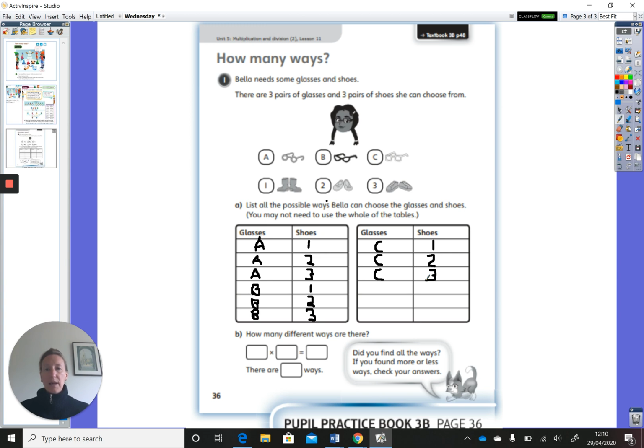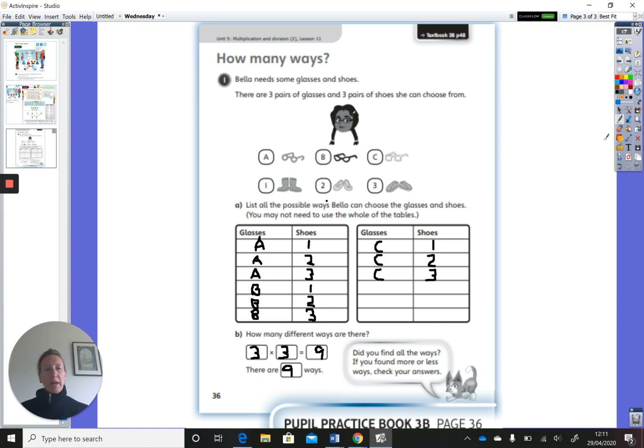I started with the A glasses, and then I chose the different shoes she could have with them. And then I went on to the B glasses and then the C glasses. So if you think about it, there were 3 different types of glasses. So I'm going to write my 3 here. And there were 3 different types of shoes. 3 times 3, I know you know this, is 9. So there are 9 different ways she could wear her glasses and her shoes.